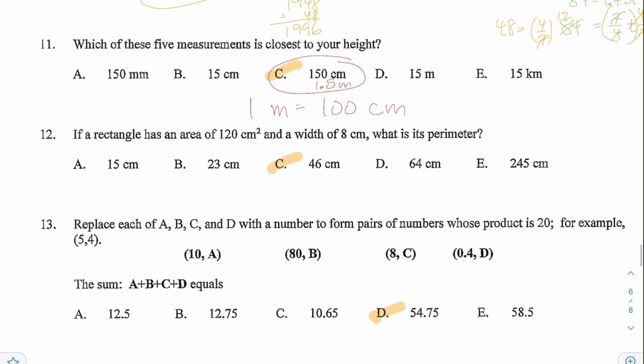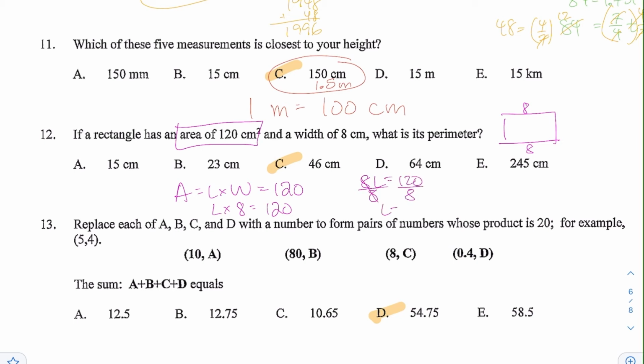Next, for number 12, the rectangle has an area of 128 square centimeters and a width of 8 centimeters. What's its perimeter? So here just have to draw a rectangle. You know that the width is 8. Now since the area is 120, you know that area is length times width. So here the width is 8. So that means that the length times 8 is equal to 120. And from here, if 8L is equal to 120, divide by 8 on both sides, you get that L is equal to 15.